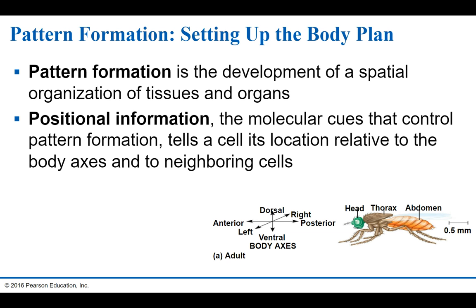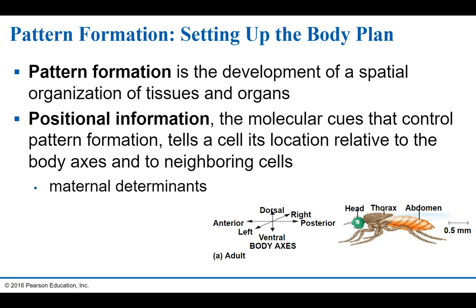And this is sometimes referred to as pattern formation, and it's also controlled by molecular cues. So these are signals that cells send to different parts so that they know their location relative to each other and where they are in that blob of cells. There are a few things that can control this.